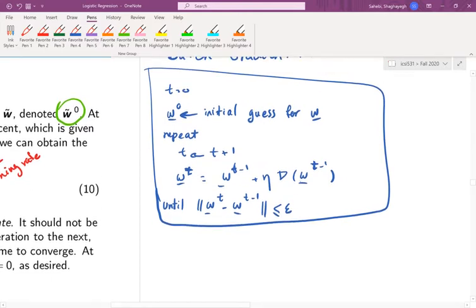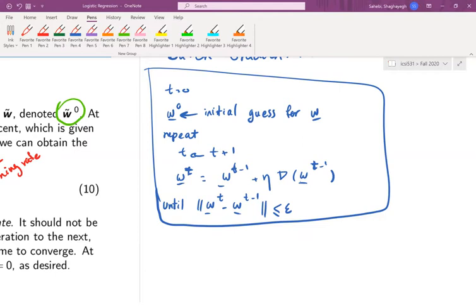But all right, so far we have learned that we start with an initial guess for the vector of parameters W, and we repeat at every step. We are going to update this W in the direction of gradient, until we don't see much of a change, and then we stop.